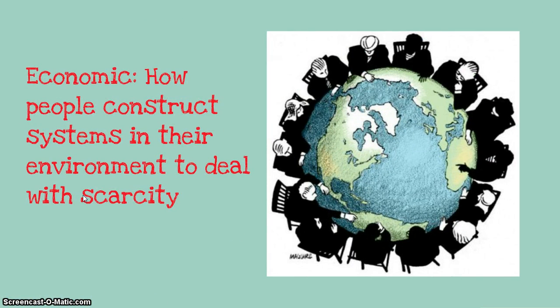The third unit we'll look at is economic geography. Geographers then try to understand how people construct systems like economies and governments in their environment to deal with scarcity. So how does someone in the Philippines create a system to deal with scarcity of land versus someone in Russia where there's probably not much of a scarcity of land.